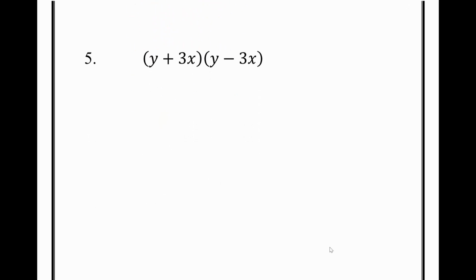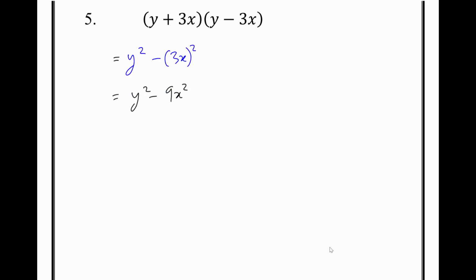Moving on, we have a difference of two squares, which is y plus 3x times y minus 3x. For these types of equations, we just have to remember that we square the first one minus the square of the second one. So in this case, we have y squared minus 3x squared. This will just give us the answer of y squared minus 9x squared.